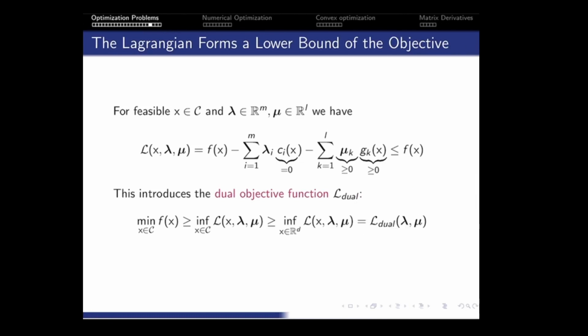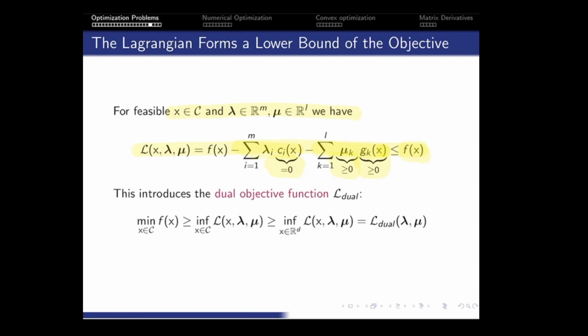And why the Lagrangian function is interesting is because it forms a lower bound of the objective. So if we have a vector x which is in the feasible set and the vectors lambda and mu, we have that the Lagrangian function, defined as we have learned on the previous slide, is always smaller than or equal to f(x). This is easy to see because for feasible x, our constraint c_i(x) is equal to 0 and the constraint g_k(x) is larger than or equal to 0. And here you also see why the corresponding multiplier has to be larger than or equal to 0, to keep this whole term larger than or equal to 0. So we have f(x), and then we subtract something which is equal to 0, and then we subtract something which is larger than or equal to 0, and then we get, of course, something which is smaller than or equal to f(x). And if we want to minimize f, then this is interesting, because we get therewith a function which is a lower bound.